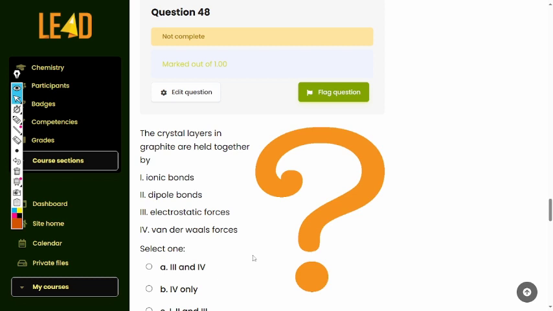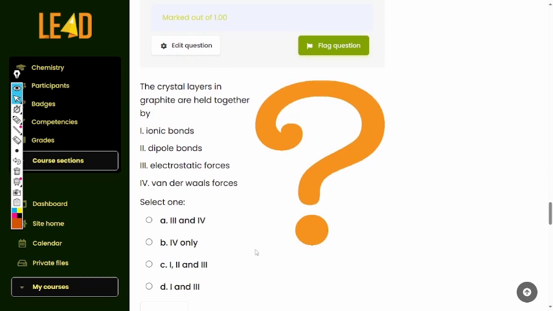48. The crystal layers in graphite are held together by van der Waals forces, and because they are weak forces, the forces are not very strong, and that's why the layers are able to move over each other. So the answer is 4 only.